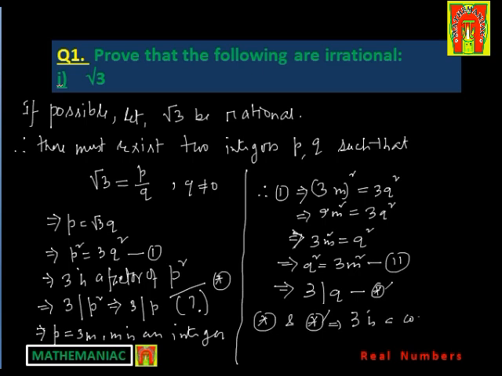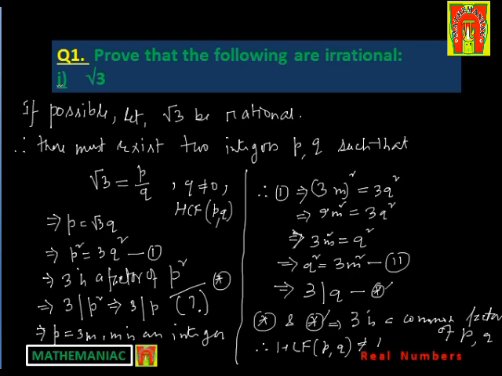This implies 3 is a common factor of p, q. Therefore, HCF of p, q is not equal to 1. Okay, here one thing I missed, you must write. There exist two integers p and q such that this, right? And you must consider that the number is already in the lowest form. That means HCF of numerator and denominator should be 1. Please see, this is 1. Means there is no common factor which can be cancelled.